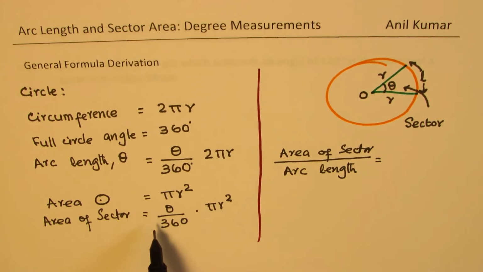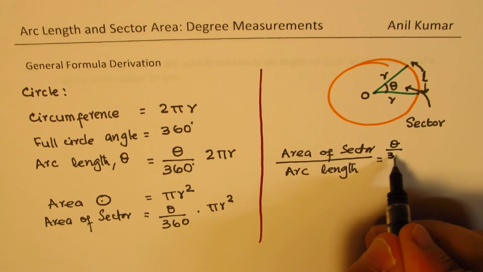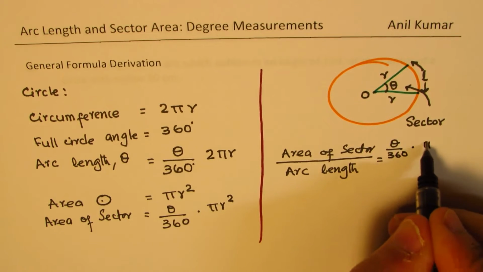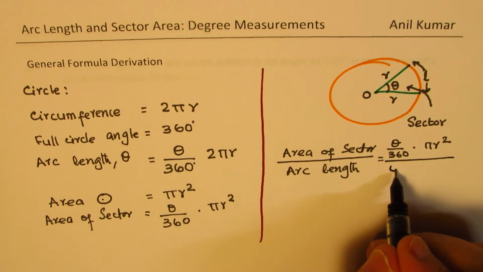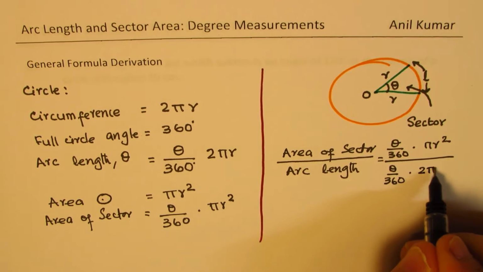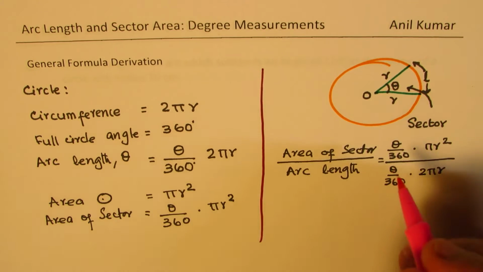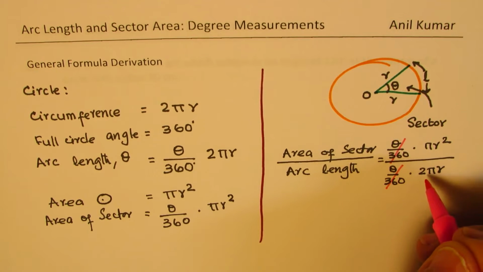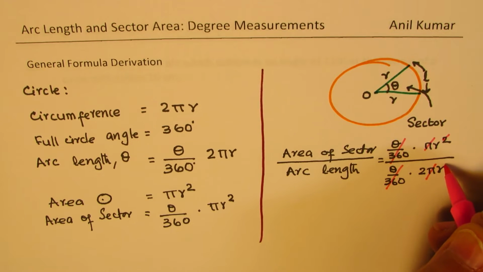Well, the area of sector formula is given to you right there. Let me place this here. Theta over 360 times pi r squared. And the arc length is theta over 360 times 2 pi r. Now it is much simpler. We can cancel theta over 360, right? We can cancel this pi also and one of the r's.